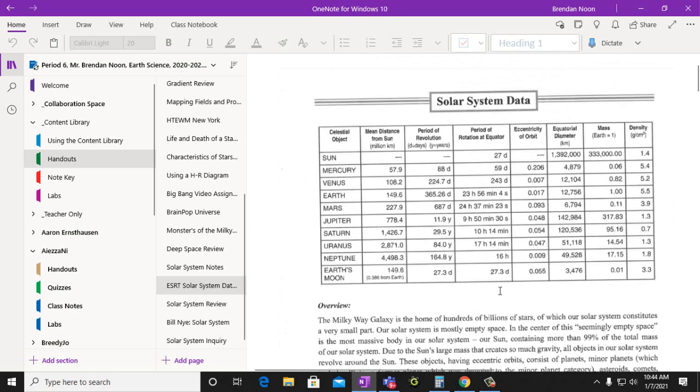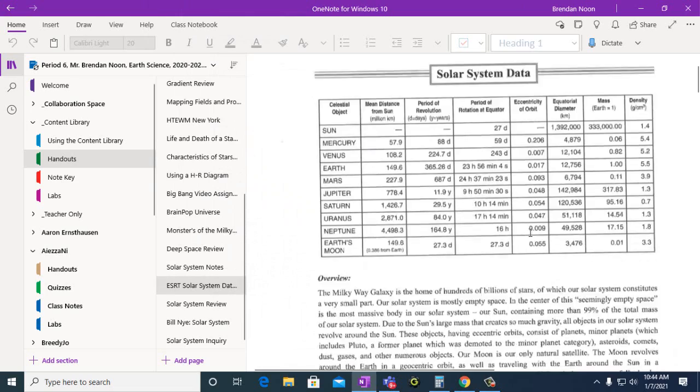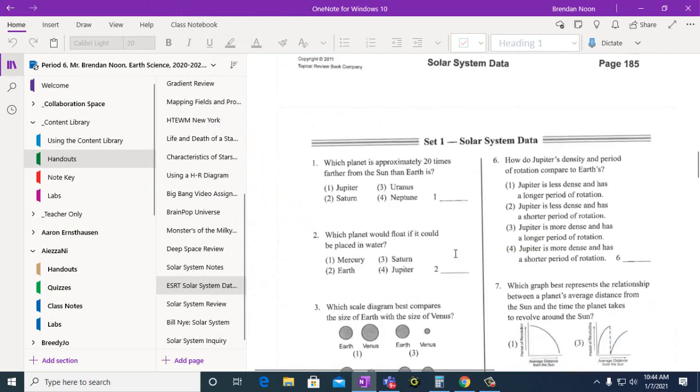Earth is 149.6 million kilometers. So we want 20 times. We're going to do 149.6 times 20 equals 2,000. All right. It looks like Uranus is 20 times farther away than the Earth is. So that seems simple enough. Now we come down here to our multiple choice, and we look for Uranus. So the answer is Uranus, number 3.